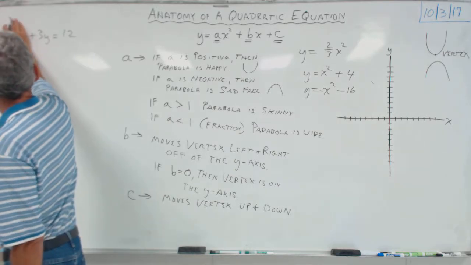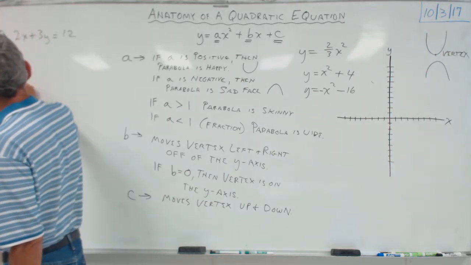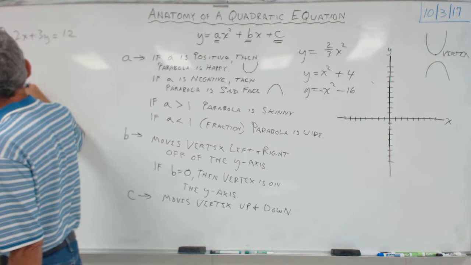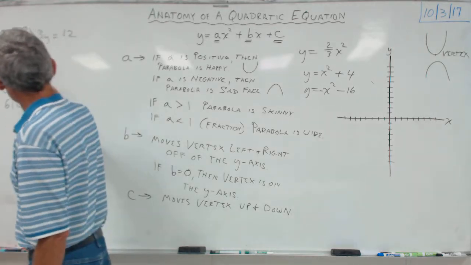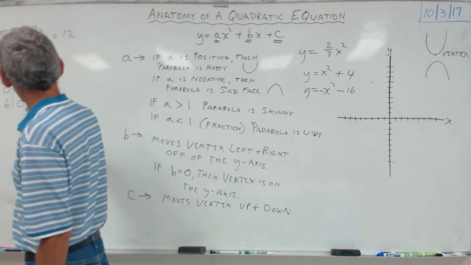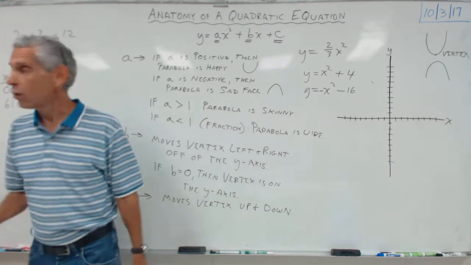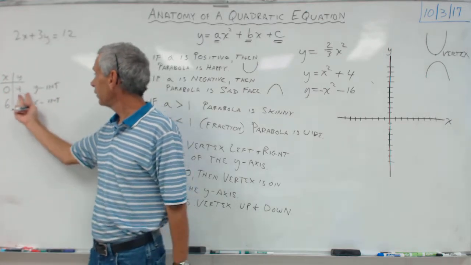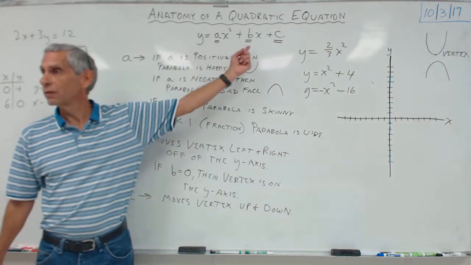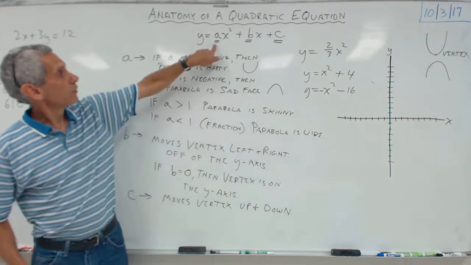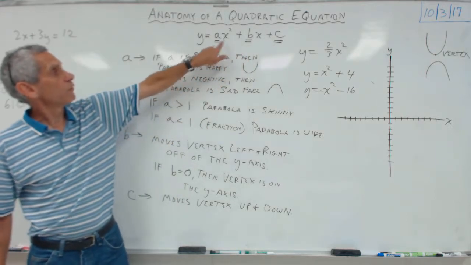So I'm going to make this 0, and that's 4. So your y-intercept is 4, and your x-intercept is 6, right? This is your y-intercept, and this is your x-intercept. So, to find the y-intercept, you make x equal to 0. What would the y-intercept of this be if you made x 0?